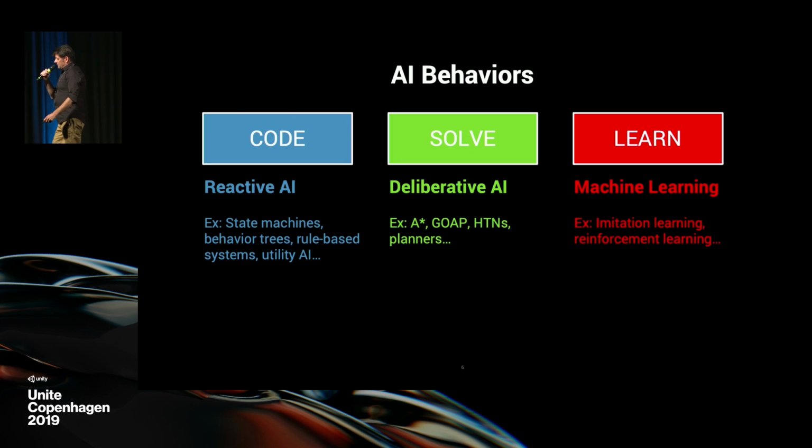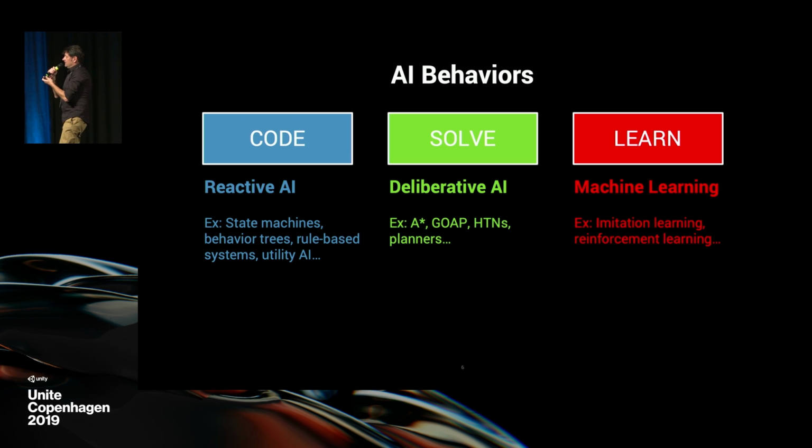When we want to generate a behavior, at this stage in the history of AI, we have three types of approaches. The first approach: you code your behavior. You explicitly encode the reaction of your agents depending on the inputs they receive. You can do that in a C# script, or using a state machine, a behavior tree, or a rule-based system. All of these are just visual behavior programming languages.